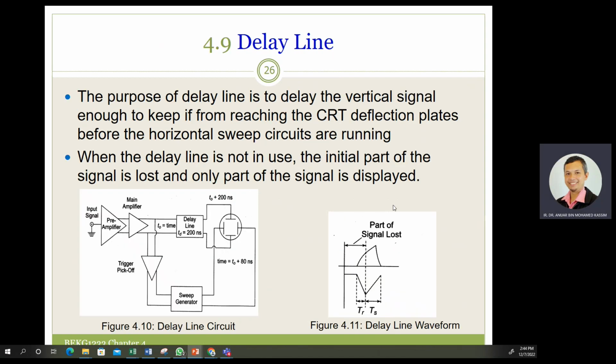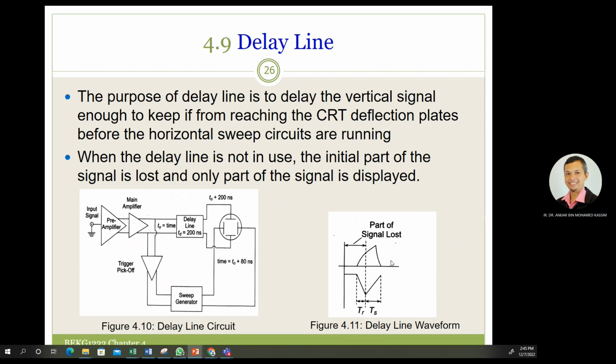Okay, lastly, the delay line. The purpose of the delay line is to delay the vertical signal. If we want to delay the vertical signal, we can use the delay line to keep it from reaching the CRT deflection plates before the horizontal sweep circuits are running. When the delay line is not used, the initial part of the signal is lost and only part of the signal is displayed. For example, if only a certain part is displayed, we can use a delay line, and the other part will be lost.